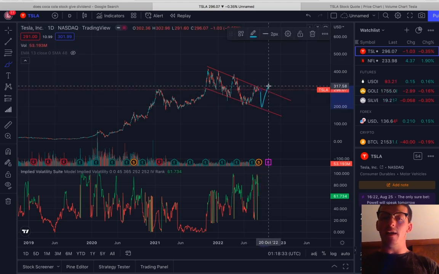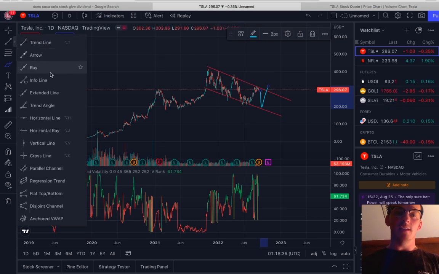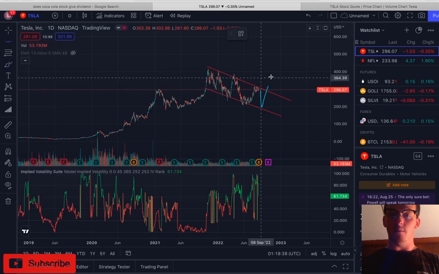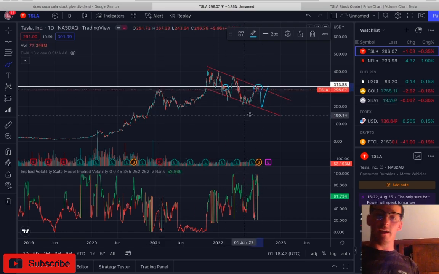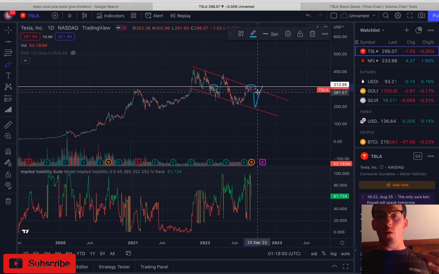I would not buy my contract right here. And the reason for that is actually pretty simple, right? If you put a line right here, you'll see that there is resistance at this level once, twice, and essentially almost a third time back here. But even still, wait for confirmation.